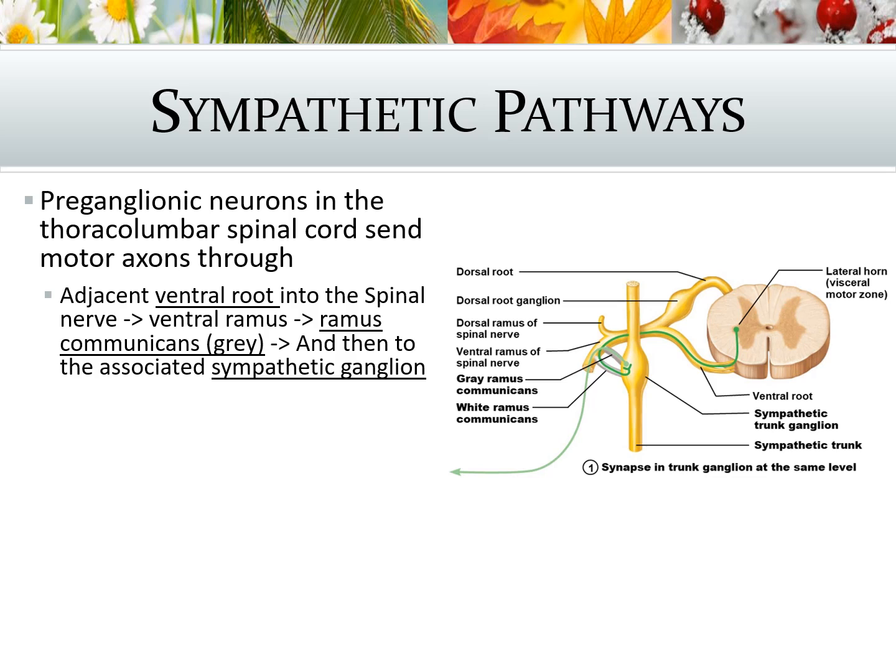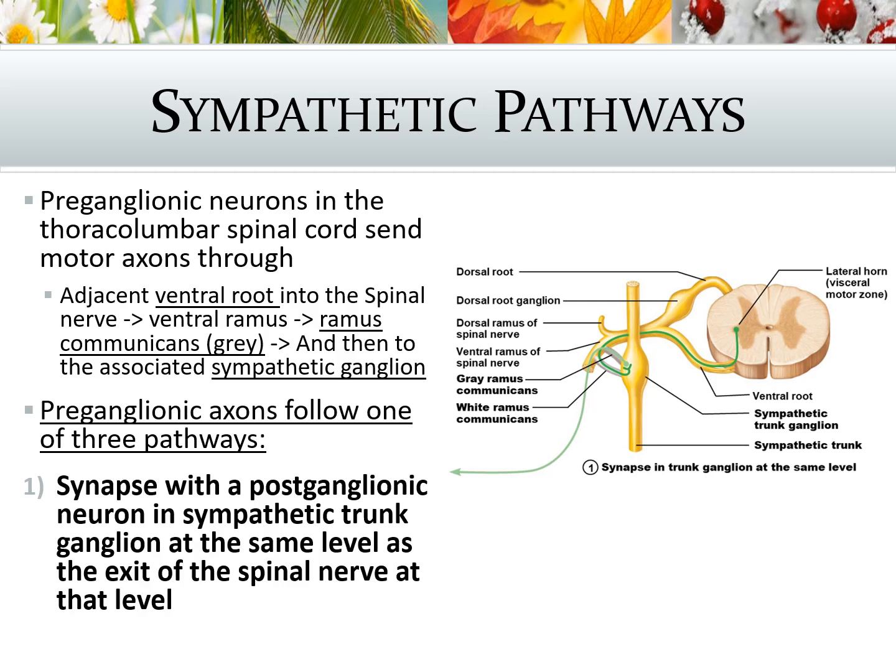But we're going to go through that ramus communicans to connect up with our sympathetic ganglion. Okay, so that's our sympathetic trunk ganglion, the closest one to our spinal root exit, or spinal nerve exit of the vertebral column. So now our preganglionic pathway or axon can follow one of three pathways.